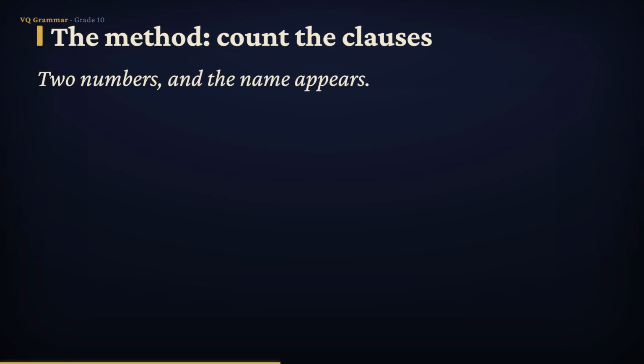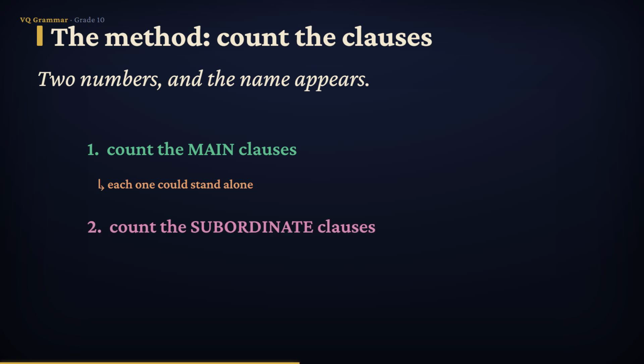So how do you actually do this on a real sentence? You count. That's the whole method, and it never fails you. Step 1. Count the main clauses, the pieces that could stand alone as sentences if you set them free. Step 2. Count the subordinate clauses, the pieces that need a main clause to lean on, the ones that open with because, when, if, although, since. That's it, 2 numbers.